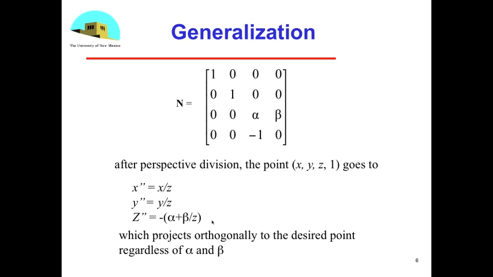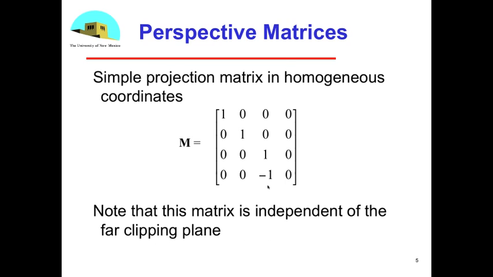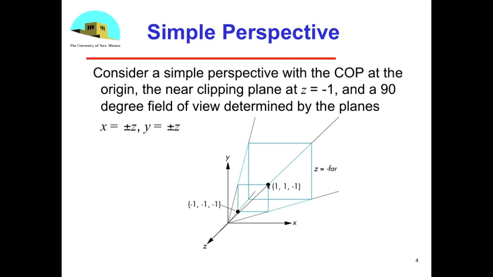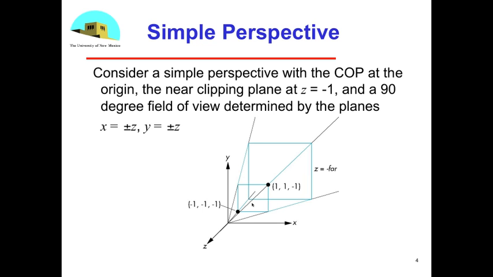You can derive this in many ways. If I give you the following alpha and beta in terms of the near and far distances, what that will do is map the near plane to -1, which is what I want. It's going to map that near plane to -1, and it's going to map the far plane to +1. So that gives me this volume here with far pushed up to +1.